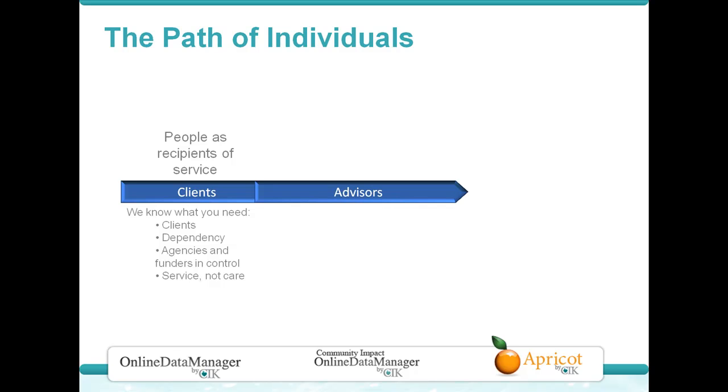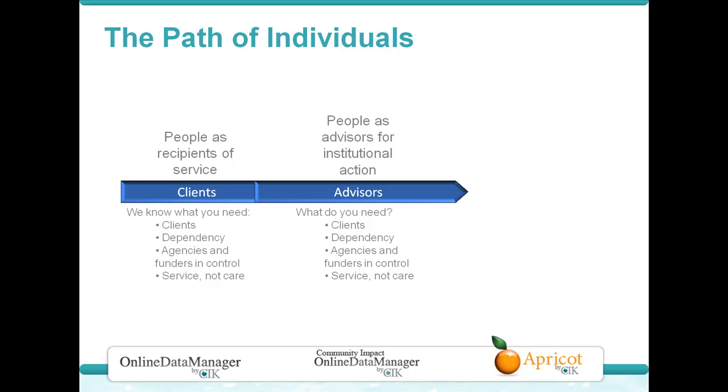The second role is advisors. I think we've gotten really good at seeing people as advisors for institutional action, so that we do ask people, what do you need? How would you like us to deliver the service? But it's still about clients, dependencies, agencies and funders in control, and still service but not care. But at least it's more informed service, which I think we all agree is critical.